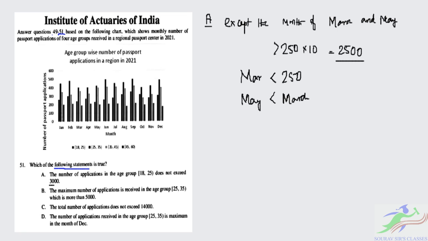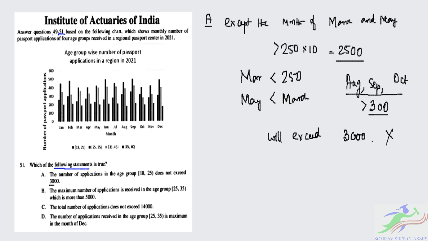But you can see that the number of applications in case of August, September and October, in these 3 months, so this August, you can see, September and October, it is greater than 300, right? So this total will exceed 3000. So this option is incorrect. Now check with the option B.